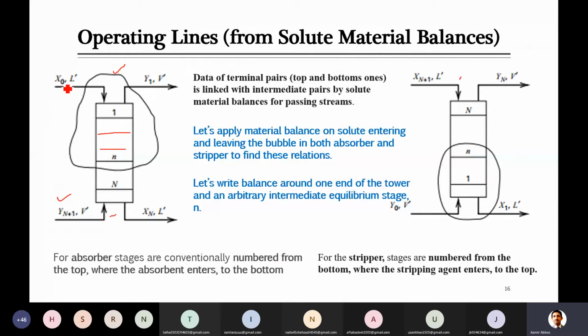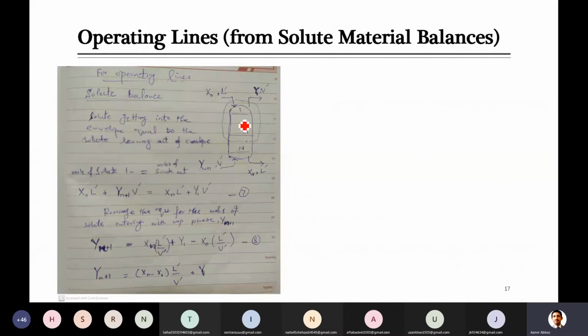So in that case, anything entering this bubble will be equal to the amount of solute leaving from the bubble, because we are considering a steady state, non-reacting system, since I said physical absorption. So any solute coming into the system with this stream as well as this stream will be equal to the solute leaving in both streams. So let's apply that balance.